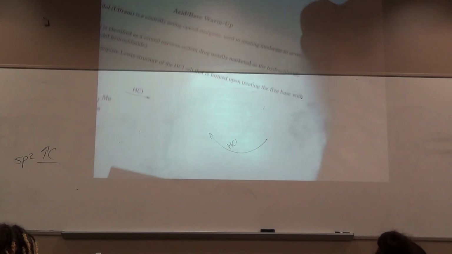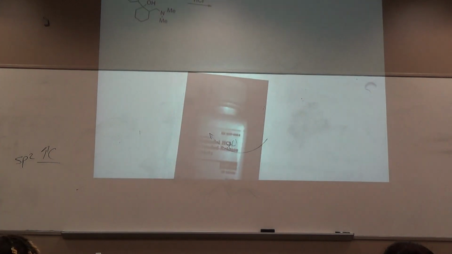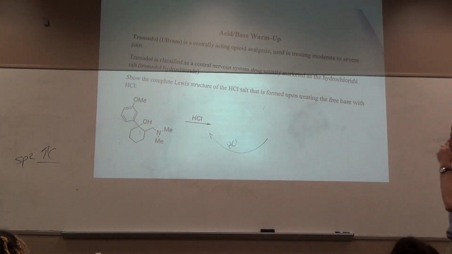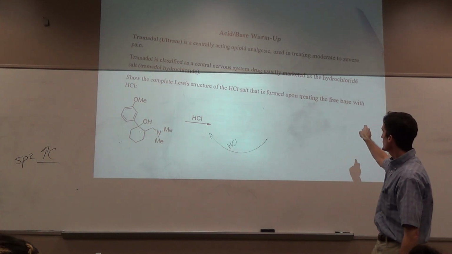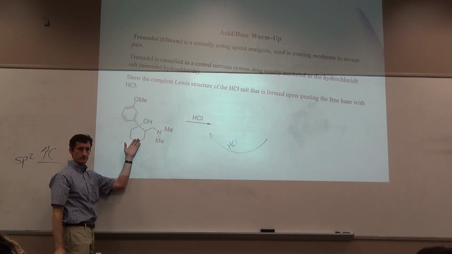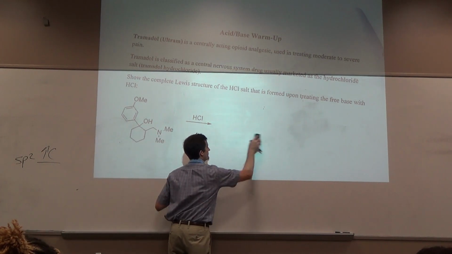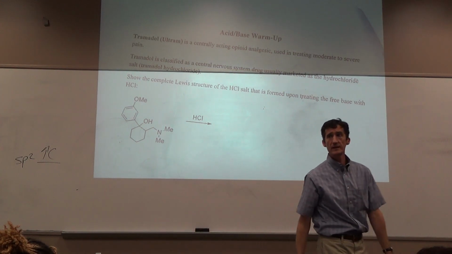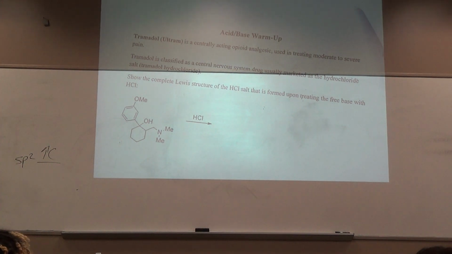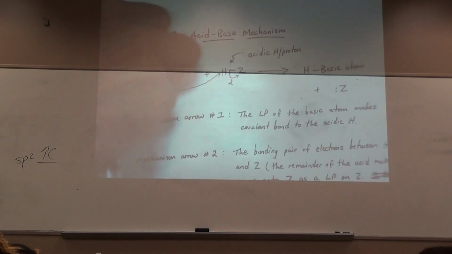Here also, Ultram. Let's look at this here, back to the first page. Okay, Ultram. Show the complete Lewis structure of the HCl salt that is formed upon treating the free base with HCl. This is called the free base. It's the basic form. It hasn't been protonated yet. React with HCl, what do we get? You need to be able to show the full Lewis structure and understand reactivity. Where's the basic site in that molecule? Yeah, it's going to be the nitrogen. So we'll get to things like that.